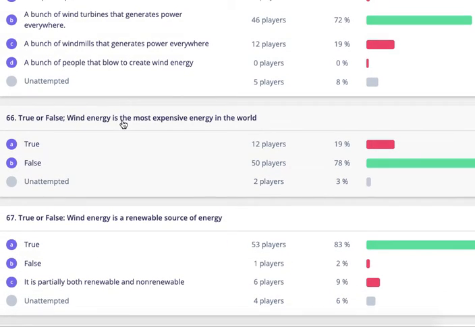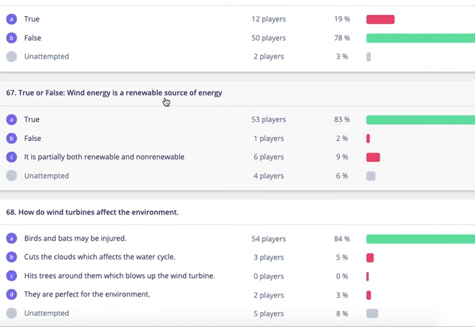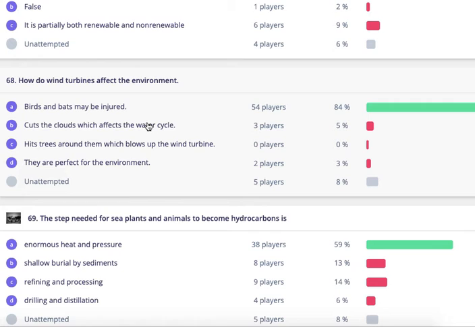True or false? Wind energy is the most expensive energy in the world. Absolutely false. Wind energy is renewable. Absolutely true. How do wind turbines affect the environment? The biggest con you're looking for with windmills is going to be killing birds.